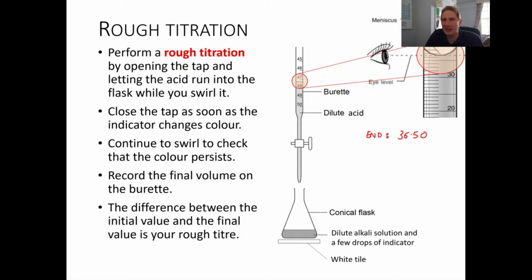But let's say that it started somewhere else, like let's say that the start was 01.00, okay? So notice that we would record this number of decimal places where this is a 0 or a 5, and when we take the difference, that would be 35.50, okay? So the titer would be that. Be careful when you're recording the number of decimal places. You will lose marks at A level for not recording to the right number of decimal places.